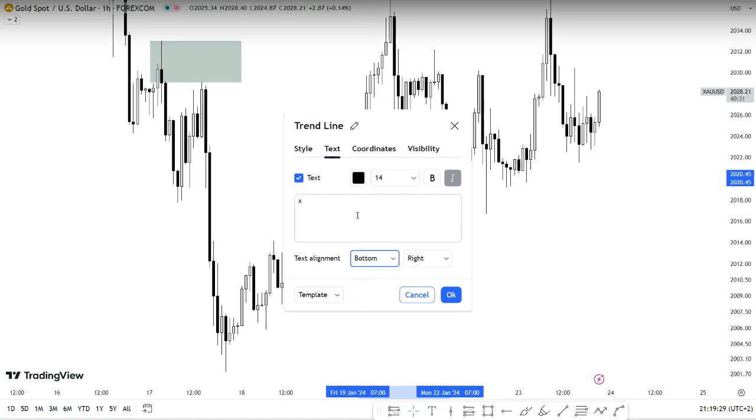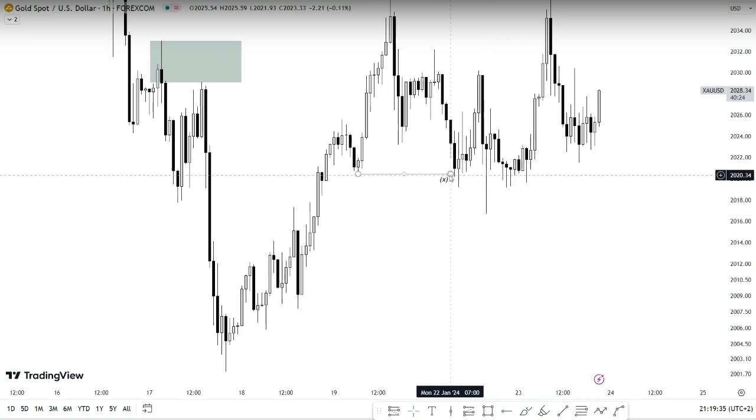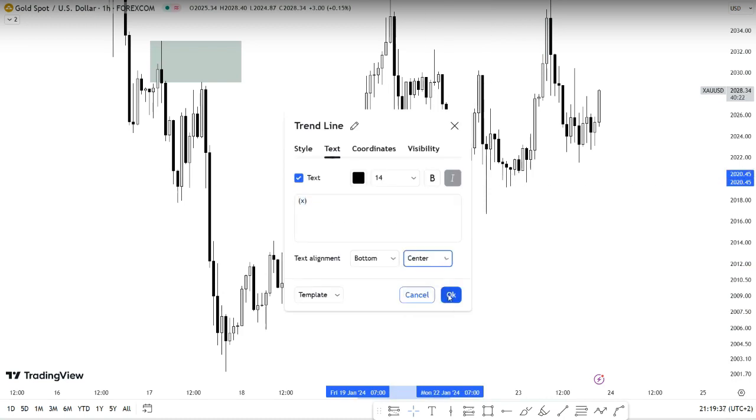Bottom, right? I'm super slow. Don't know why. So just mark it to center.